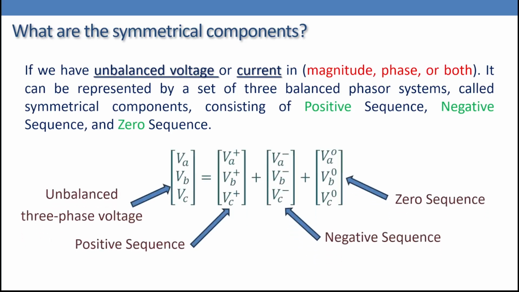If we have unbalanced three-phase voltages, for example VA, VB, VC, we can write VA equals VA positive plus VA negative plus VA zero. And the same for B and the same for C. In this case, VA, VB, VC are unbalanced, but they consist of a balanced positive sequence, a balanced negative sequence, and a balanced zero sequence. We need to know how to calculate the positive sequence, the negative sequence, and the zero sequence.